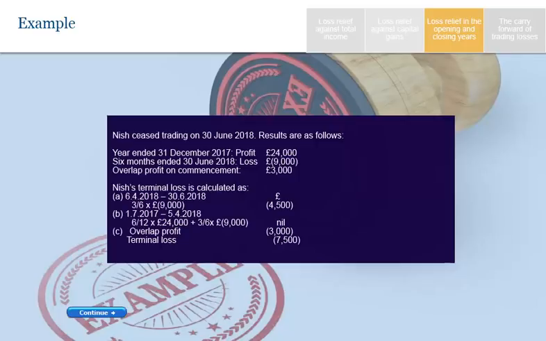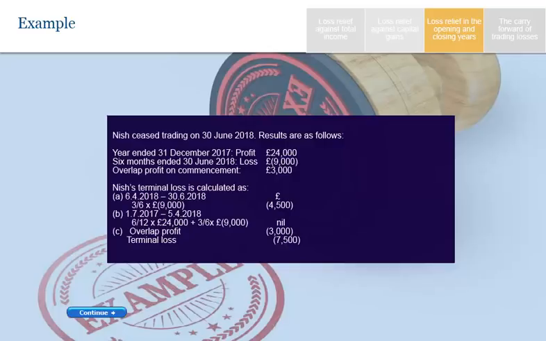There's a bit of profit and a bit of loss. Apportioning them, it comes out to overall a profit, but that's just disregarded, hence I put nil in my sort of total column. I've dropped the overlap profit at the bottom, £3,000, a negative figure, so the terminal loss is £7,500. That's the amount that's available for the carryback.